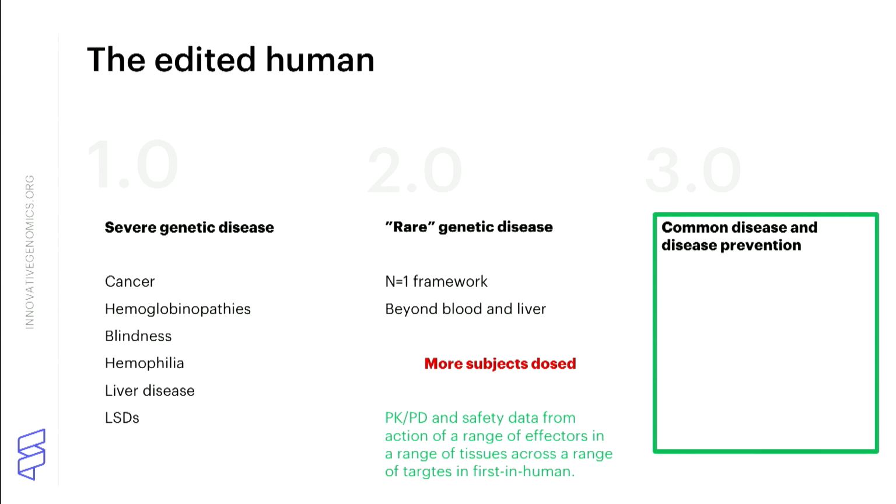We get more subjects dosed, and critically, the sponsors will be able to provide the FDA, the pharm-tox and the CMC reviewers, the clinical reviewers, PK, PD, and efficacy data from a range of effectors across a range of tissues, across a range of targets from first-in-human trials, so that the regulators and the clinicians and the scientists learn more about how to scale this up. And only then can we go after common disease, which is why this is empty.